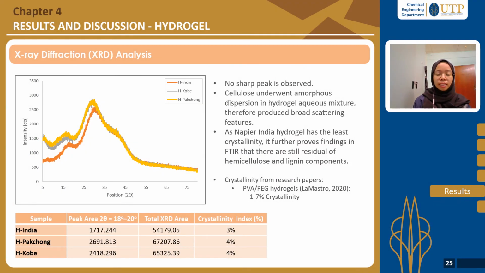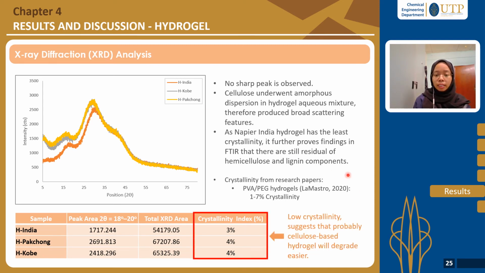So according to XRD analysis for hydrogels, we can see that no sharp peak is observed. Thus, it is safe to assume that cellulose underwent amorphous dispersion in the hydrogel aqueous mixture, therefore producing broad scattering features. And we can see from the table that Napier India hydrogel has the least crystallinity, which further proves the findings in FTIR previously that there are still residual hemicellulose and lignin contents in CSF India. And as we compare the crystallinity with the La Maestro paper, it is actually quite low. This suggests that probably the cellulose-based hydrogel will degrade easier as it has lower crystallinity.